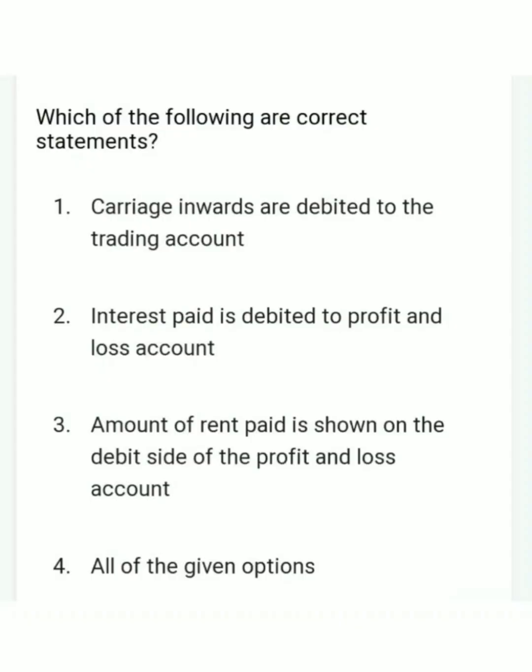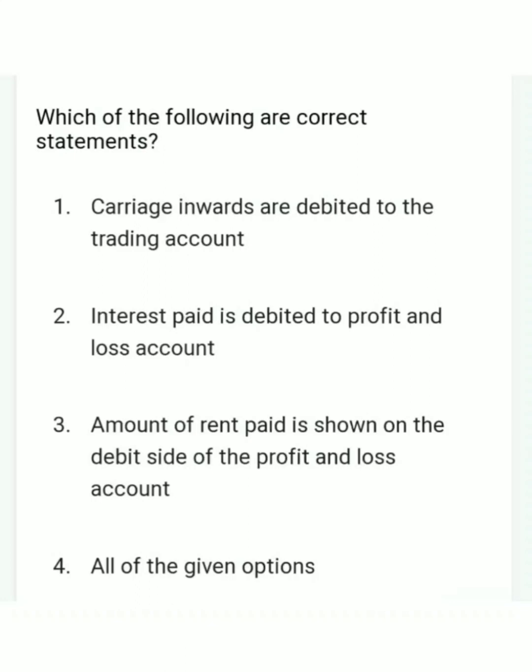Refer it. The first question is, which of the following are correct statements? The first statement, carriage inwards are debited to the trading account. Yes, this statement is correct. Carriage inwards is a direct expense, debited to the trading account. We know the format, no? Debit, it appears expenses. Credit, it appears income or revenue.